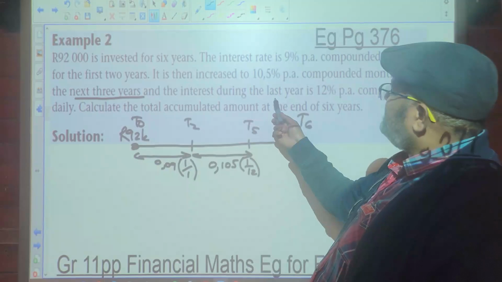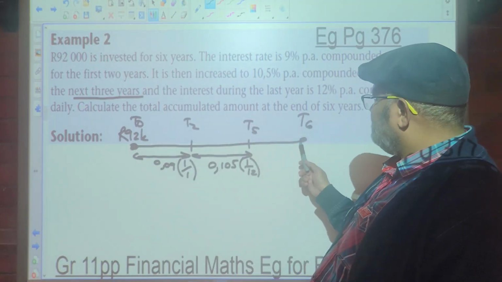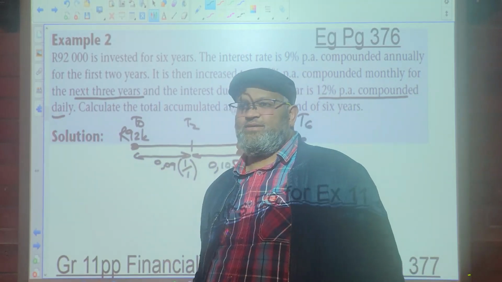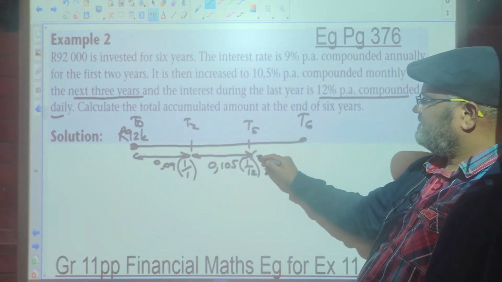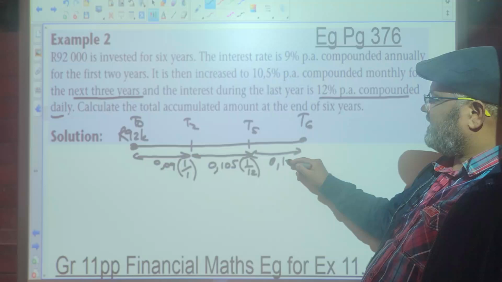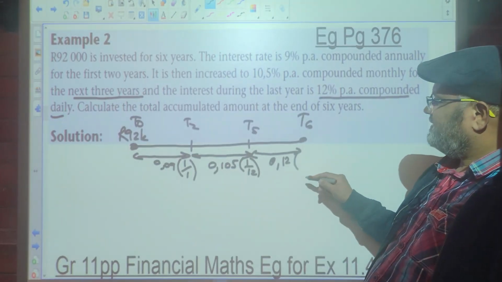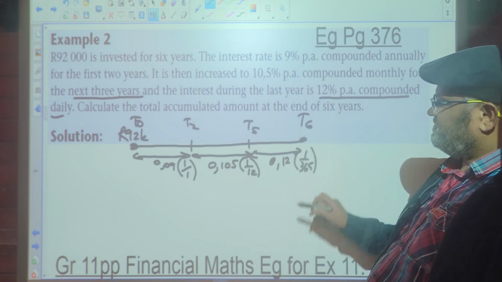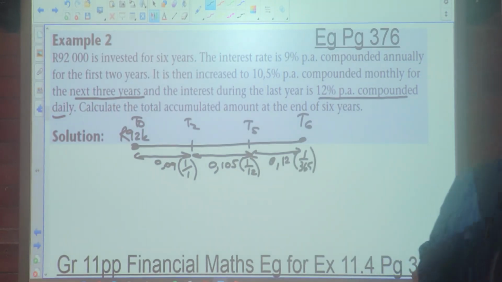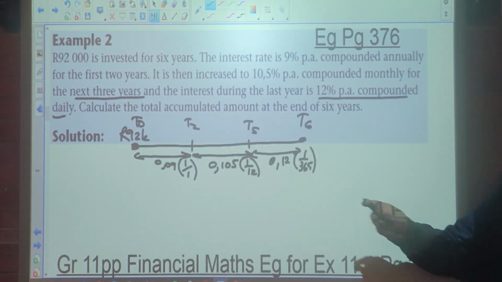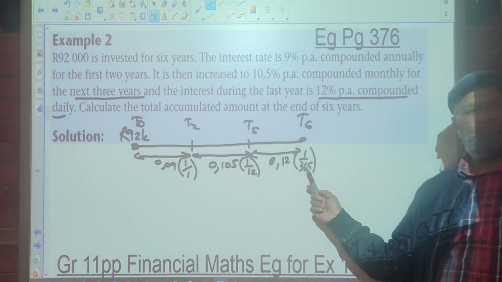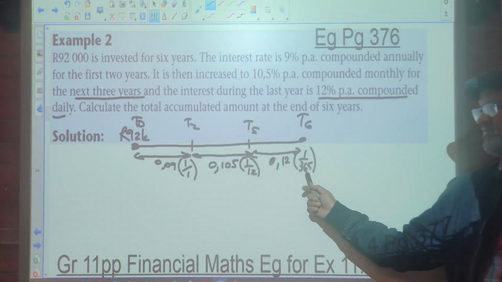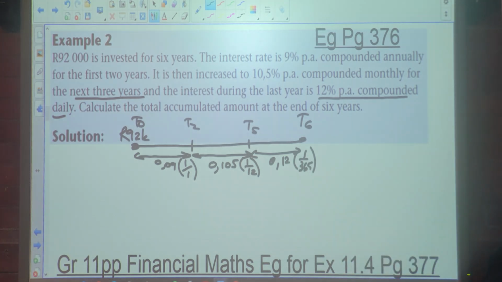And the interest rate during the last year is 12% per annum compounded daily. So it will be 0,12 into 1 over 365. You understand? If it were semi-annually, I would have put it over 2. If it were quarterly, I would have put it over 4. You guys understand?